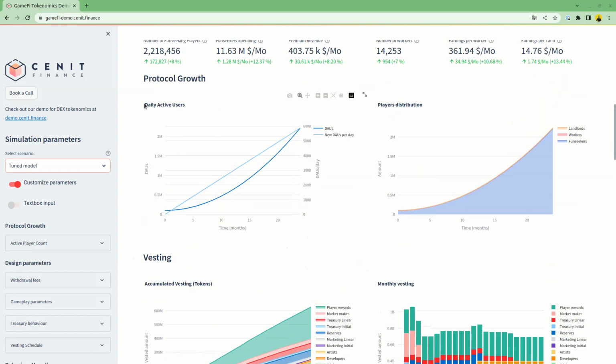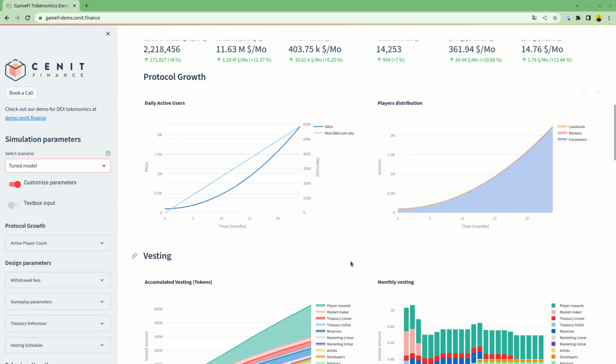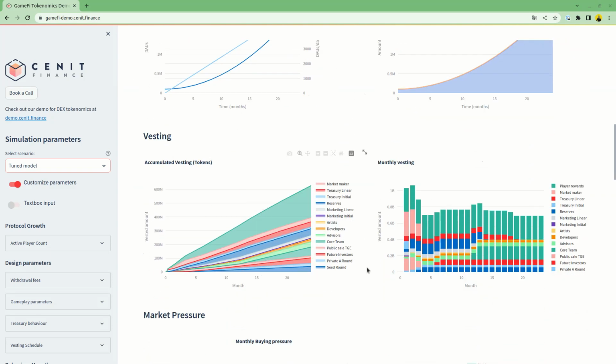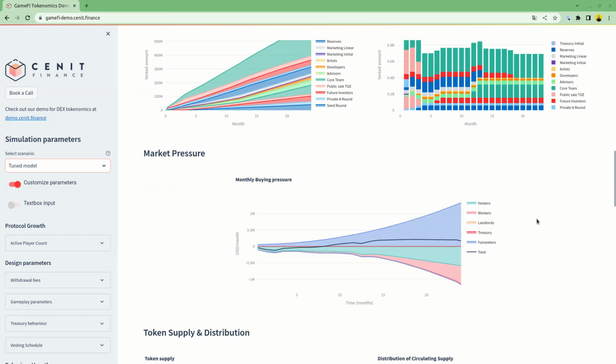You have the metrics from the protocol growth. This is a GameFi project, so as a result, one of your KPIs as a business plan is the daily active users, the player distribution, the vesting schedule, allocation, the market pressure. This is calculated with two things. First, the selling pressure coming from the vesting schedule, and the second one is the buying pressure generated by your, first of all, business hypothesis, and secondly, your token utility and your token mechanics.